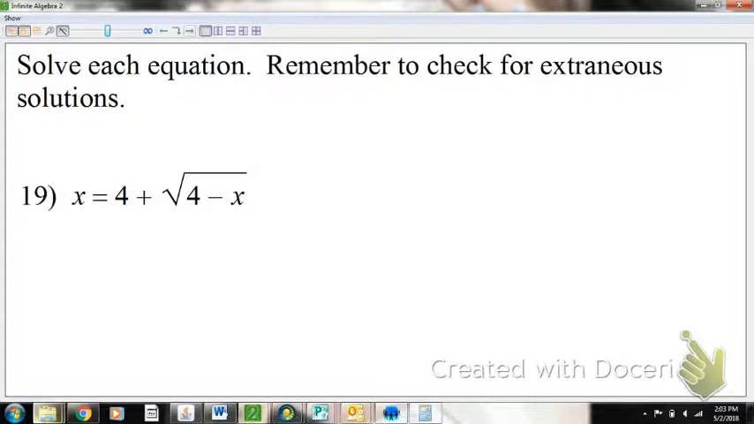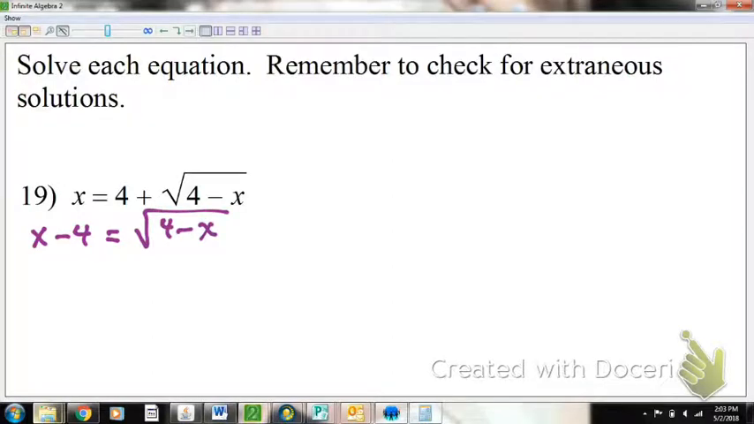This one, we need to, again, get the radical by itself. This one's giving me a little pause right out of the blocks because of the minus x there. We'll have to see if this one works for us. If you subtract 4, you get x minus 4 equals the square root of 4 minus x.